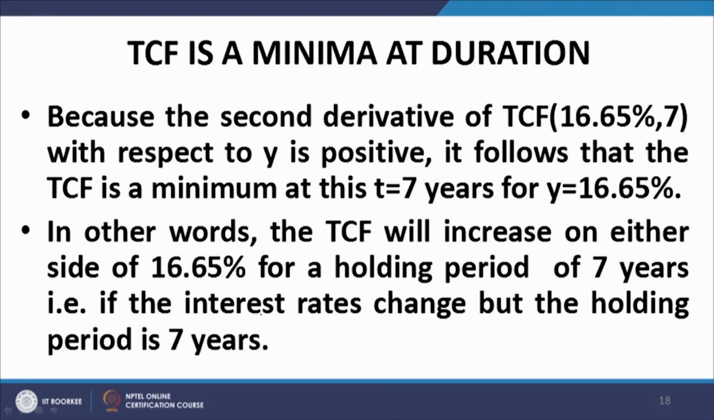TCF is a minimum at duration. I have already touched upon this point. Let me read it out quickly. Because the second derivative of TCF at the rate of 16.65% for 7 years with respect to y is positive, it follows that the TCF is a minimum at t equal to 7 years for y equal to 16.65%. This also was vindicated by the figures that I showed you in the table. In other words, the TCF will increase on either side of the 16.65% mark for a holding period of 7 years. That is, if the interest rate changes, but the holding period remains at 7 years.